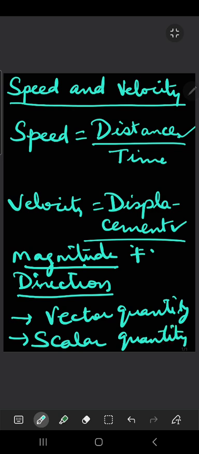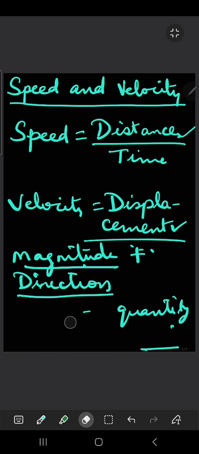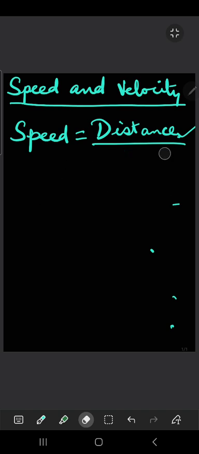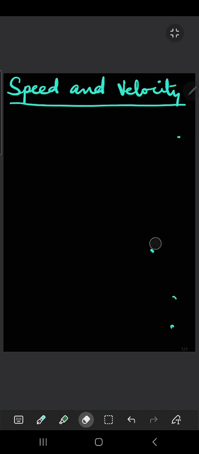You must have heard about vector and scalar quantities. So scalar quantities are those quantities which only give magnitude but not the direction. But in a vector quantity, along with the magnitude we also have the direction in which the object is moving. Now as we have understood the formula, we will take up one example which will clearly give you the difference of speed and velocity.